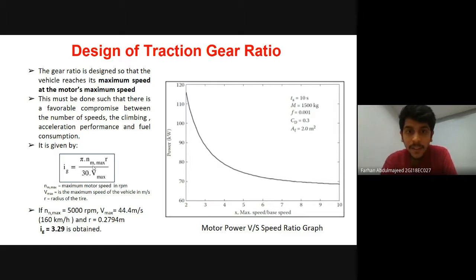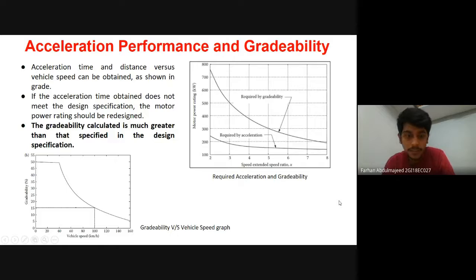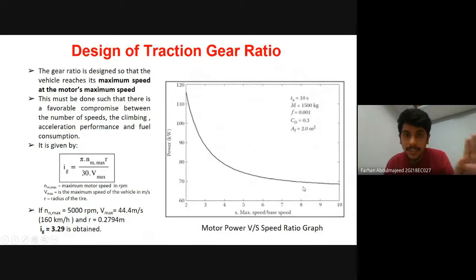Then after this calculation, the graph which we obtained is here, which is the motor power versus speed ratio graph. Speed ratio is basically the maximum speed of the vehicle divided by the base speed. As the speed ratio increases, the power demand will be less. As Ganesh mentioned, once the vehicle is started, it will require less torque to move forward. So we need less torque but more speed.